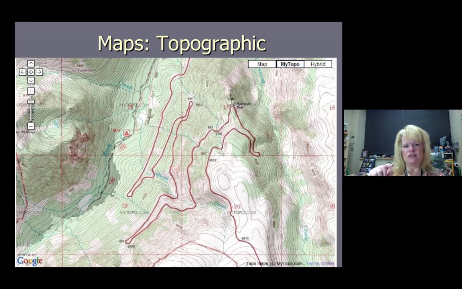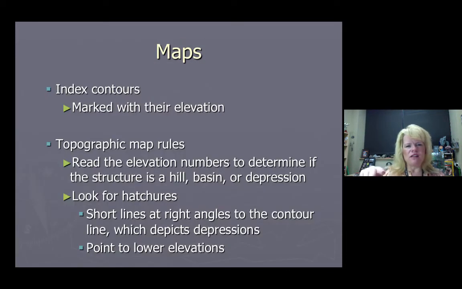And what I mean by that is, let's say that line is 5,000 feet, and then the contour interval is 100 feet. So the next one would be 5,100, 5,200, 5,300, 5,400. At 5,500, I would have my index contour. So read the elevation numbers to determine if the structure is either a hill, a basin, a dome.